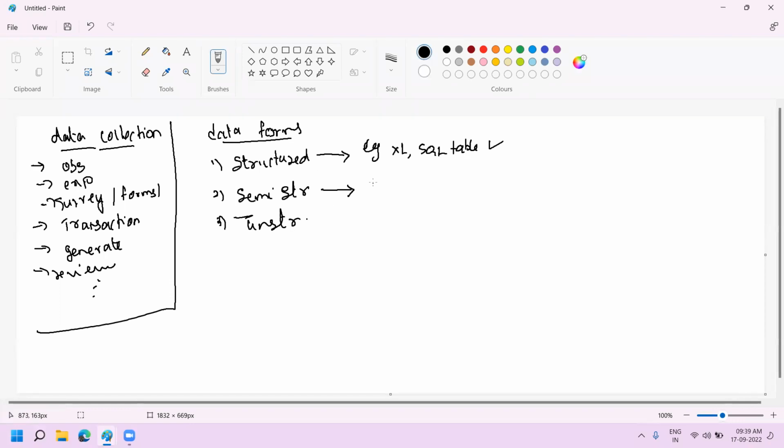CSV is something you can read using Excel, so it is actually considered a structured form. What about the JSON file or the XML files? Yes, correct, JSON file and XML file. Have you seen an XML file? What is the structure of an XML or HTML, for example?